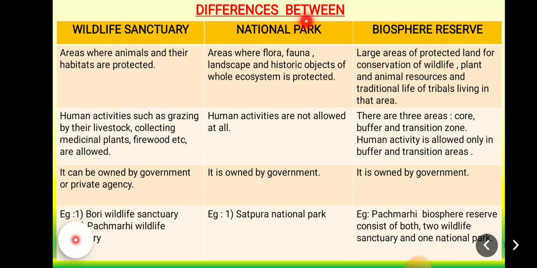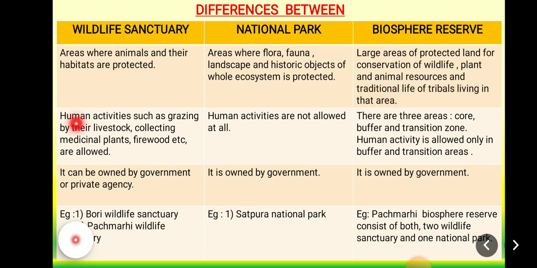Now, if you look at the differences between the wildlife sanctuary, national parks, and biosphere reserve, we see that wildlife sanctuary areas are where animals and their habitats are protected. National park is what? Areas where flora, fauna, landscape, as well as the historic objects of the whole ecosystem are protected. And biosphere reserve is large areas of protected land for conservation of wildlife, plants and animal resources, and the traditional life of tribals living in that area.